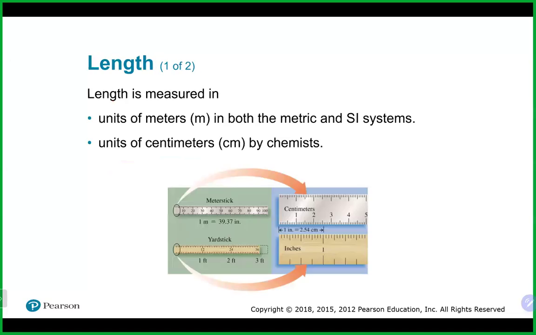Length is measured again in units of meters, which is very common. Centimeters is also very common. Millimeters is also very common.